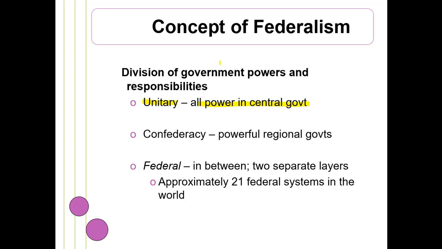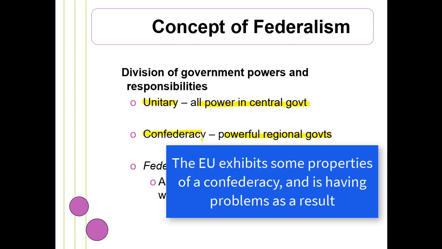A confederacy is another form where the state regions are given more autonomy and power. And just to be clear here, there are really no confederacies still remaining in the world. Switzerland kind of considers itself a confederacy, but it is still a very small, kind of independent country.